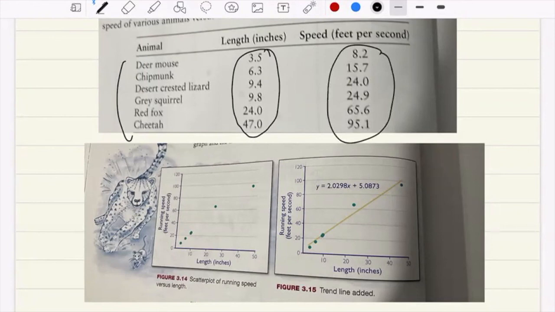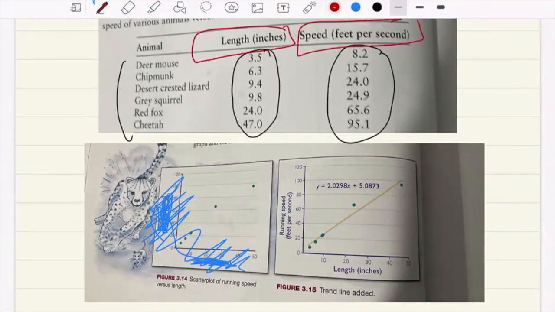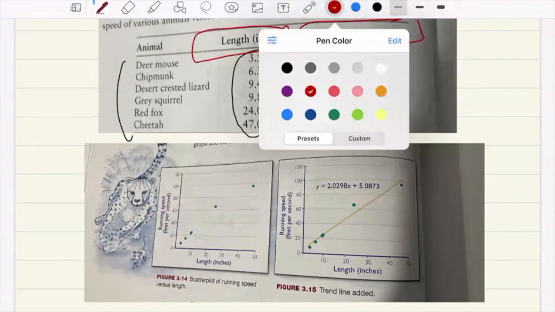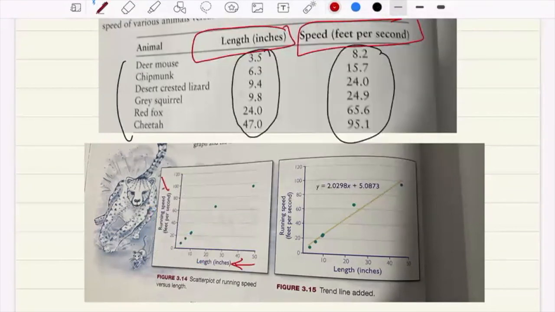Now, the first question I want to ask you before you look at the graph: who's the independent and who's the dependent? Is it the length or the speed? If you thought length, you're right. Why? Because do you have control of the length or do you have control of your speed? Well, you can be going so slow. Today, I don't want to run, I want to walk. So you control your speed, but you can't control your length in this case. So that's why the length is the X value and the speed is the Y value.